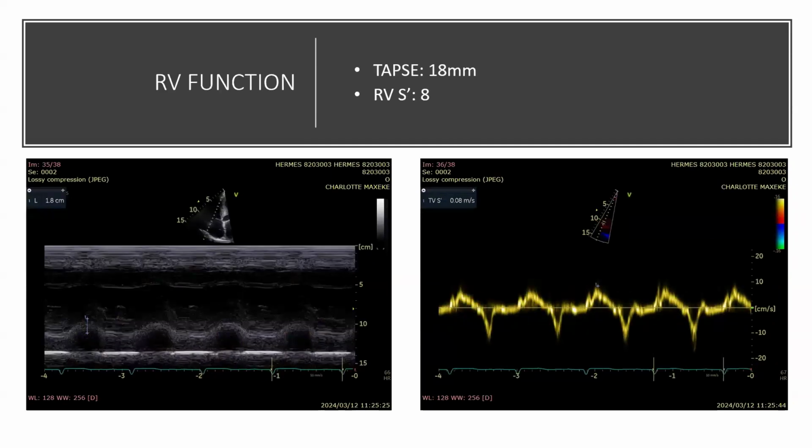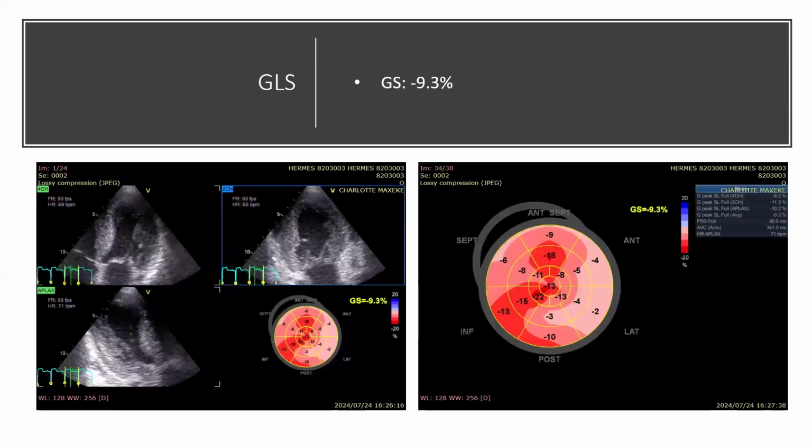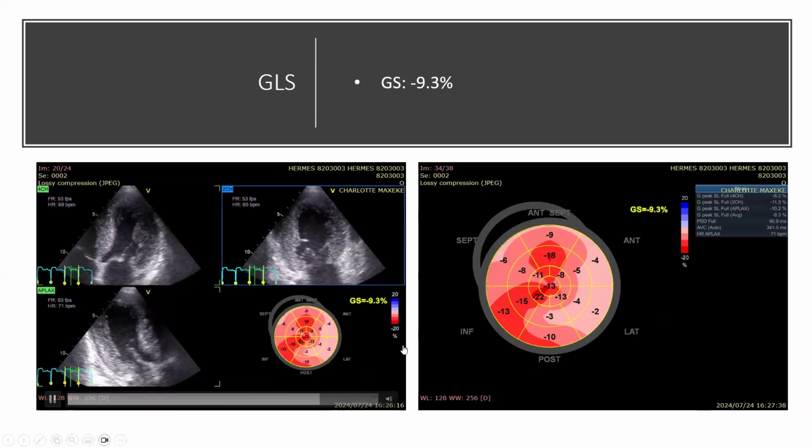His right-sided function was reduced, with a TAPSE still preserved at 18 and an RV S' velocity of 8. And his global longitudinal strain was also reduced, at -9.3, although the pattern didn't really follow any specific pattern.